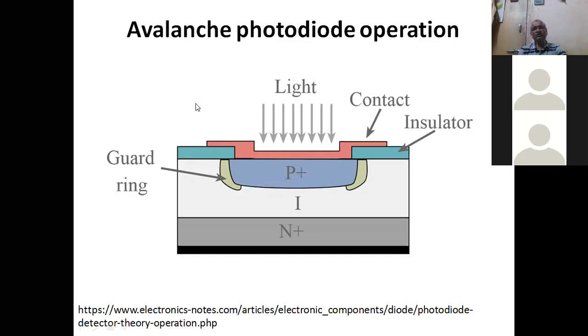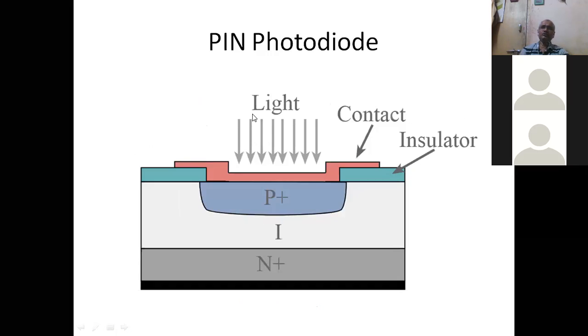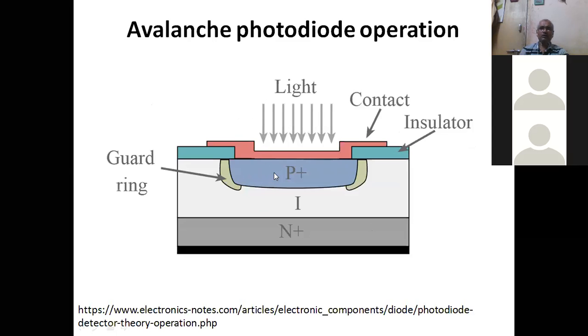Now, how these photodiodes work, we will see in the next slides. Remember, this is the ordinary PIN photodiode. This is the construction. Intrinsic semiconductor is sandwiched between P-type semiconductor and N-type semiconductor. In avalanche photodiode, the construction is same, but only the guard ring is provided, and the function of this guard ring is to increase the width of the depletion layer.